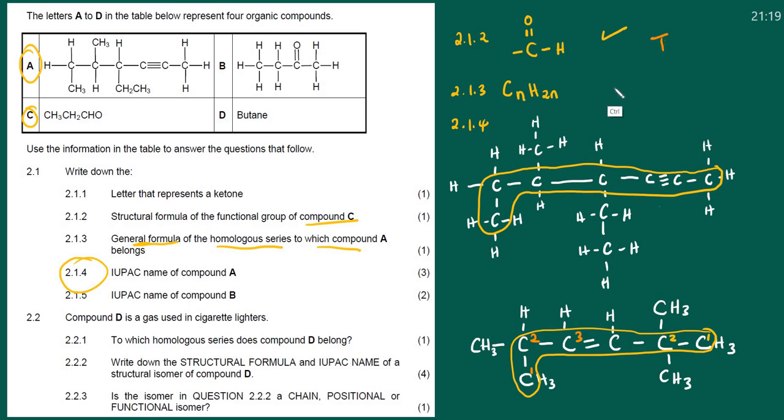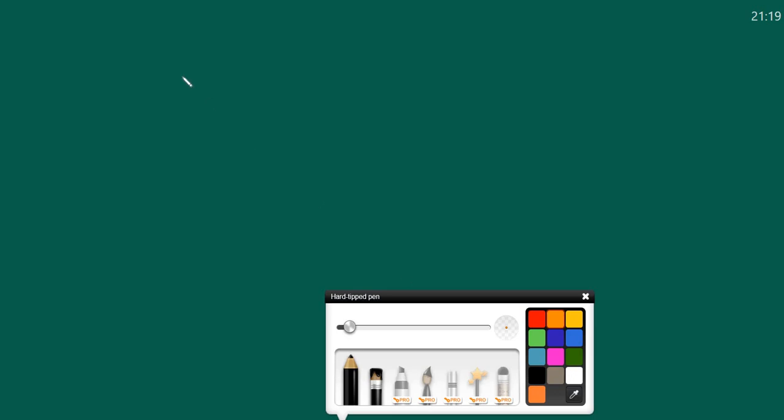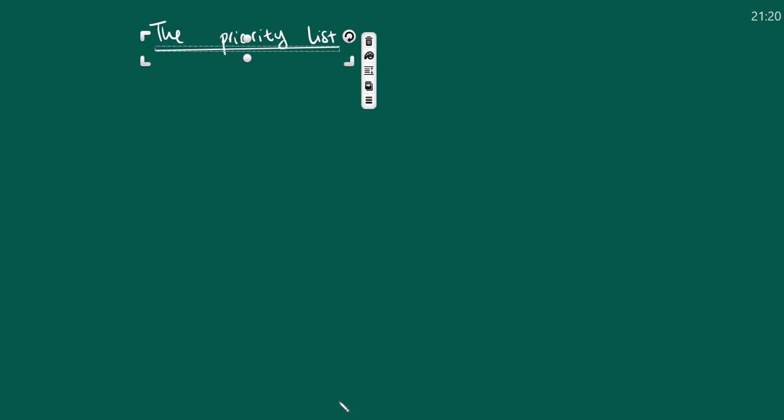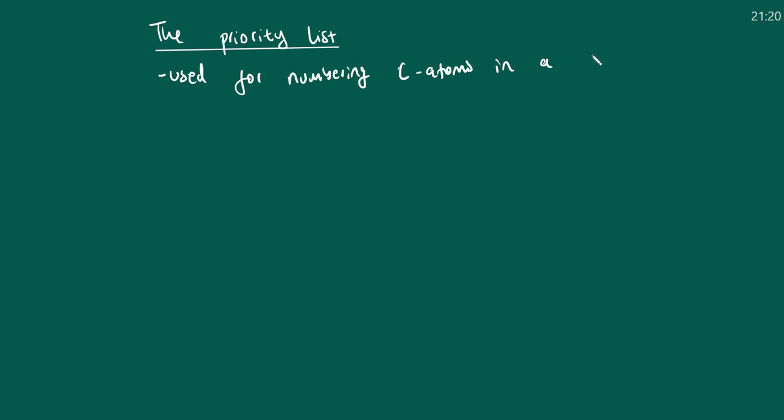So we have what you call the priority list. Let me write it here. What is the list used for? This is used for numbering carbon atoms in a chain, right?